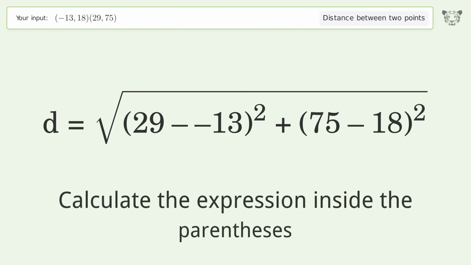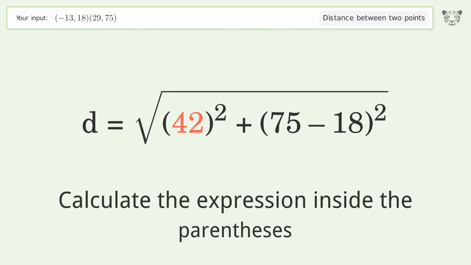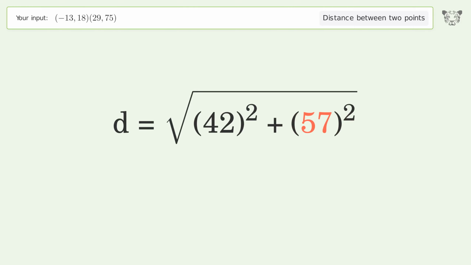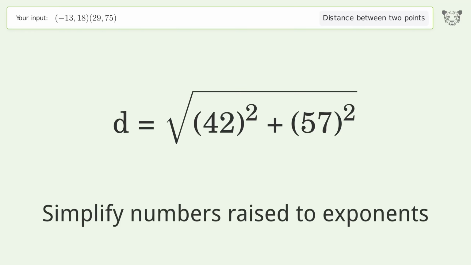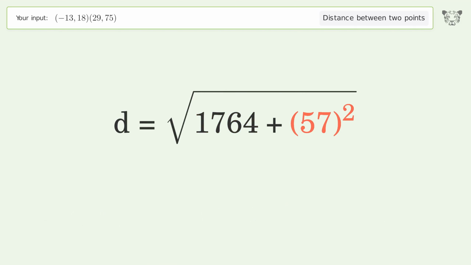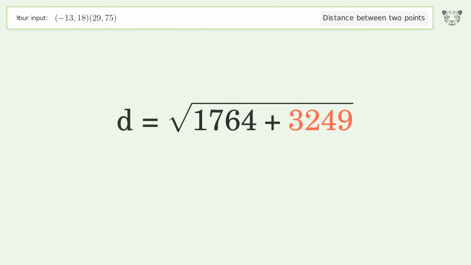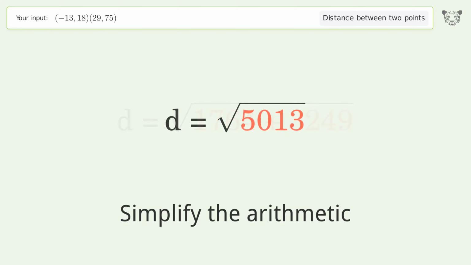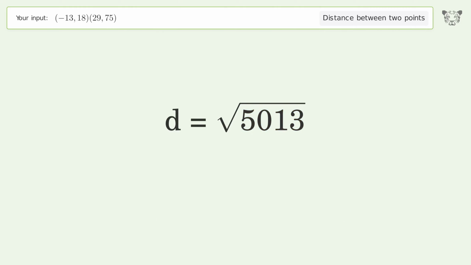Calculate the expression inside the parentheses. Simplify numbers raised to exponents. Simplify the arithmetic. And so the distance between the 2 points is the square root of 5013, or 70.803.